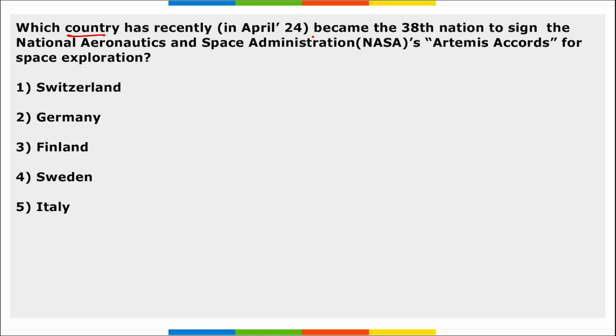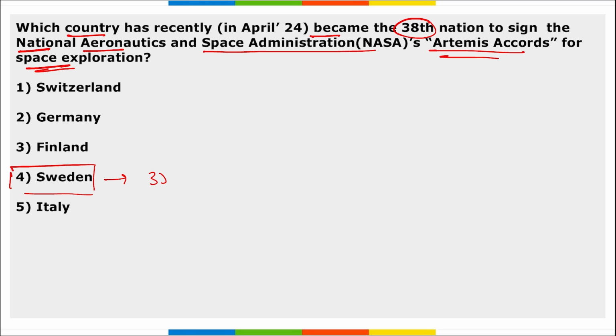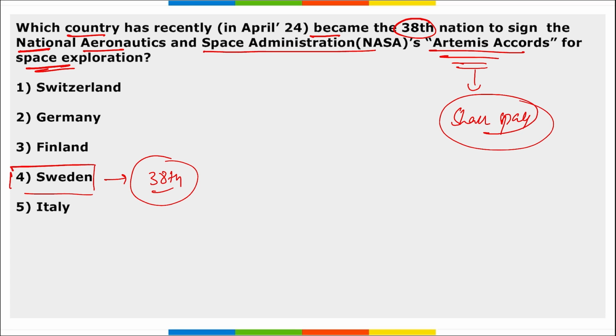Next, which country has recently become the 38th nation to sign the National Aeronautics and Space Administration's Artemis Accord for space exploration? It is Sweden, right? Sweden has recently become the 38th nation to sign NASA's Artemis Accord, and this Artemis Accord is basically in order to share space in a peaceful and organized manner, right? That means all the countries can share this outer space. So it was Sweden that became the 38th member to sign this Artemis Accord.